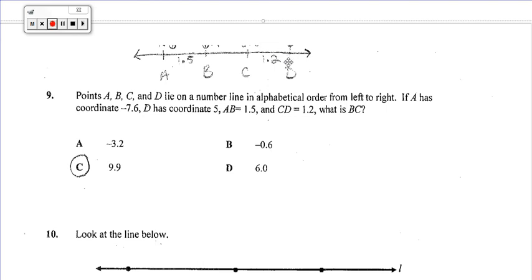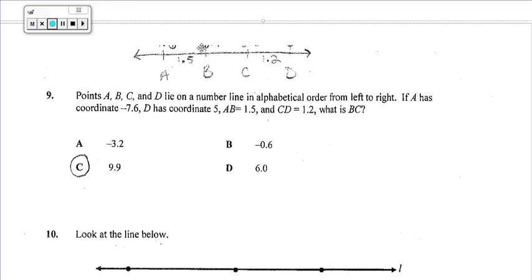Then from point D, we're moving to the left 1.2 units. So to find the coordinate of point C, we would take the coordinate for D, which is 5, minus 1.2, which would be 3.8, and then we have the two coordinates, negative 6.